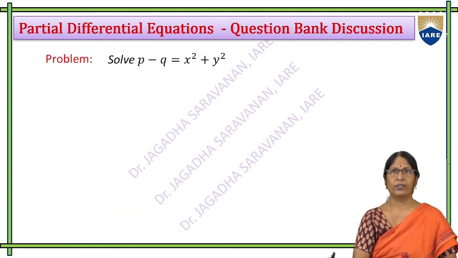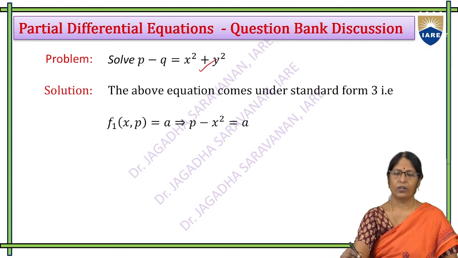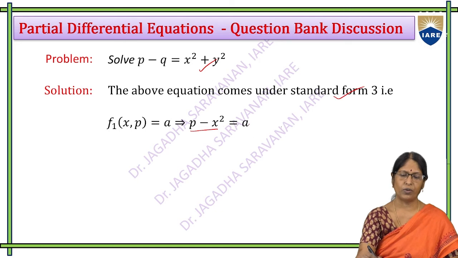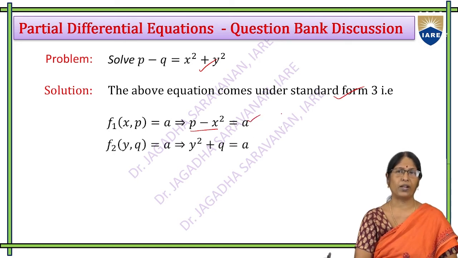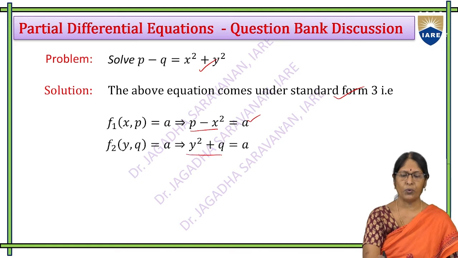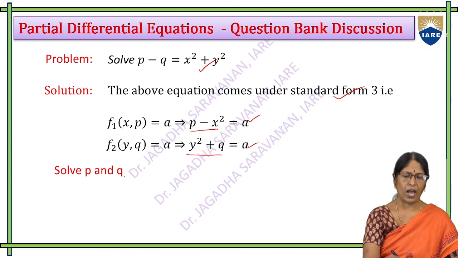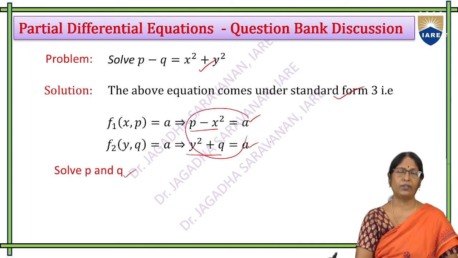Now we can see this is our question bank question. P, Q, X, Y are there, Z is missing. So it gives an idea that we can select standard form 3. We selected it, and the P and X terms are grouped and equated to the value A. These are the steps of standard form 3. And the Y and Q terms are grouped, which should also be equated to A. From this, we have to obtain the values of P and Q. That is the next step.